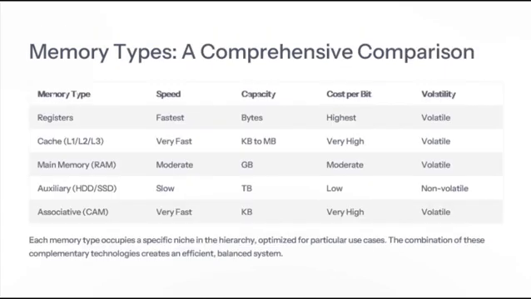Then the next slide, memory types: a comprehensive comparison. It is a comparison of all memory types. Registers are the fastest but hold only a few bytes. Cache is also very fast but more expensive. Main memory offers a good balance of speed and size, but auxiliary memory like SSDs and HDDs provides terabytes of storage but is slower. And associative memory is very fast, but it is costly and used in specialized areas.